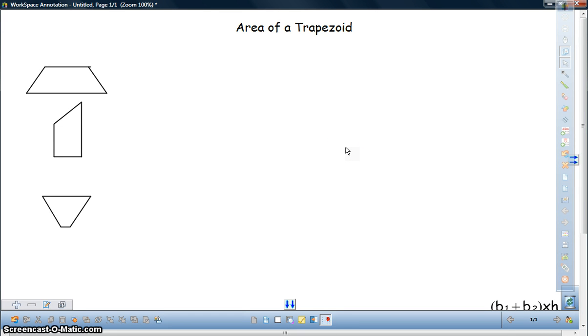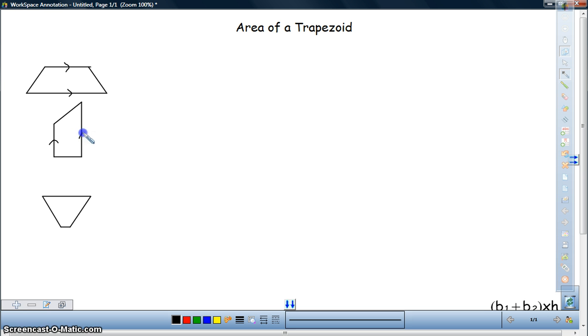Area of a trapezoid. The first thing to be able to calculate the area is to be able to recognize a trapezoid. So these three figures are all trapezoids. The top one here is our most common looking one. What identifies a trapezoid as a trapezoid is its two parallel sides. So any trapezoid that you look at, you have to be able to find its two parallel sides.